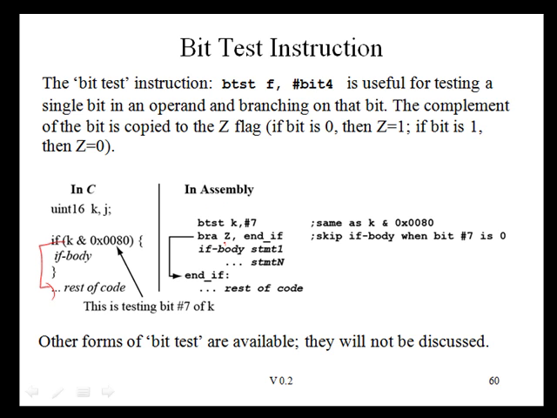So in that case, the Z flag would be true. So we're going to do a branch on Z flag being true to the end if and skip that. If bit number 7 is a 1, we're going to want to execute this if body. If we do not take this branch, it means that bit value is non-zero, and so we'll execute this if body.